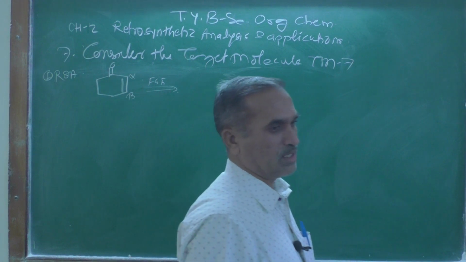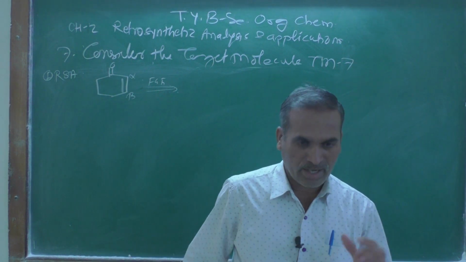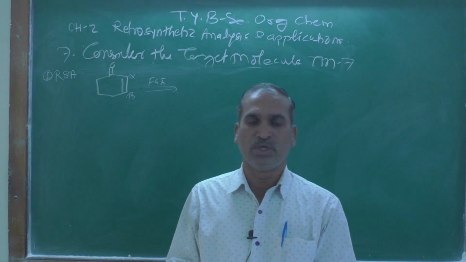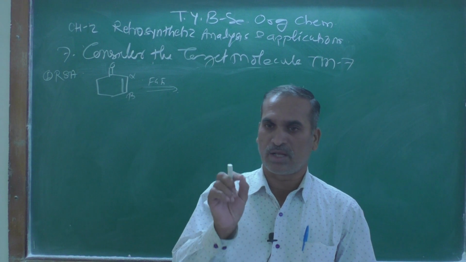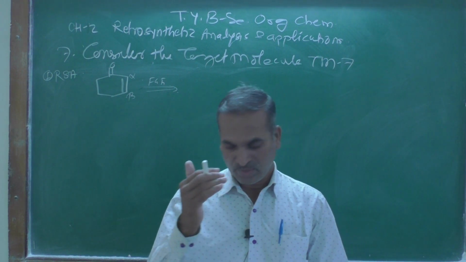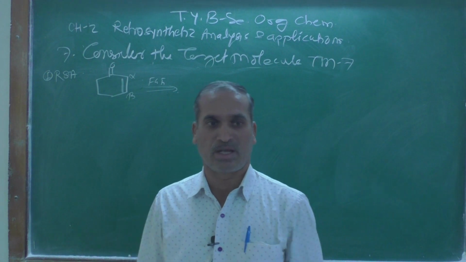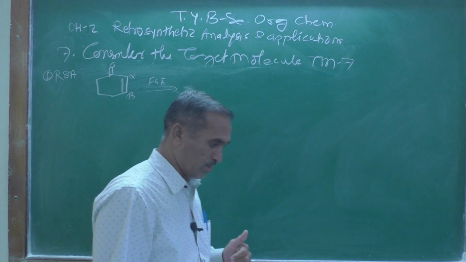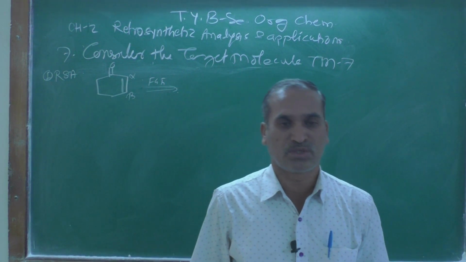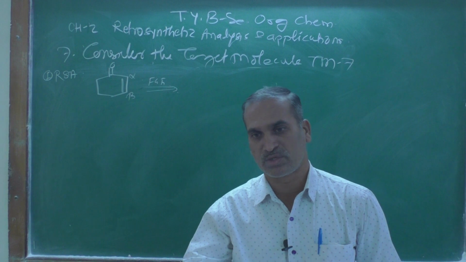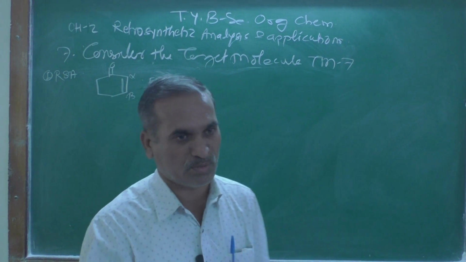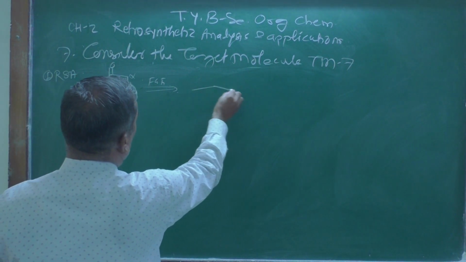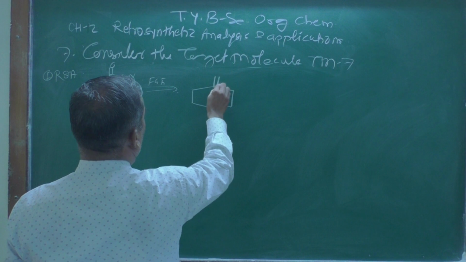And we know that disconnection means what? An analytical operation which breaks a bond and converts a molecule into a possible starting material is known as disconnection. And functional group interconversion means what? One functional group is converted into another functional group so that disconnection becomes possible, is known as FGI. After doing that, you are going to get over here C double bond O.